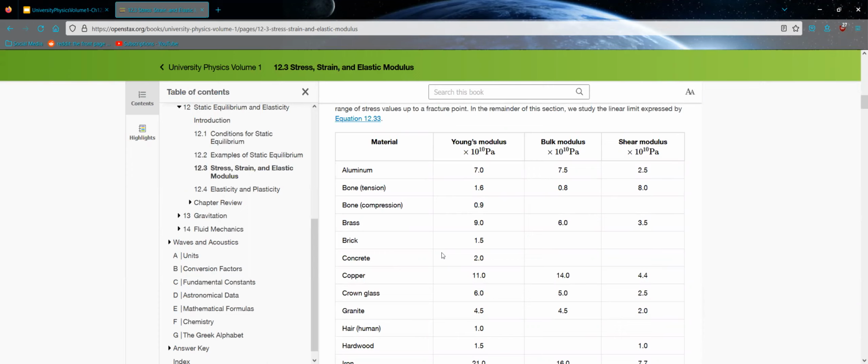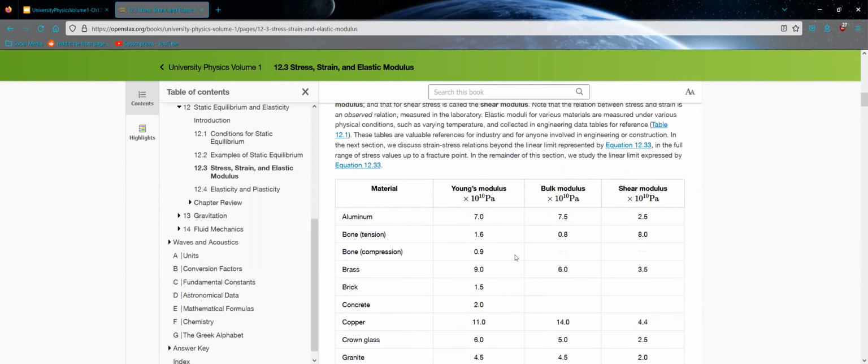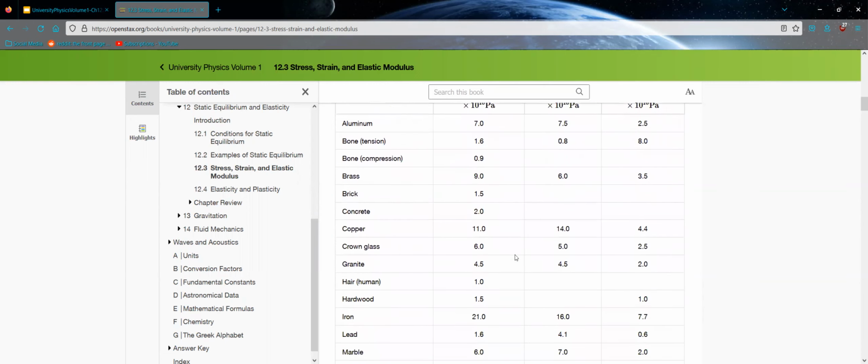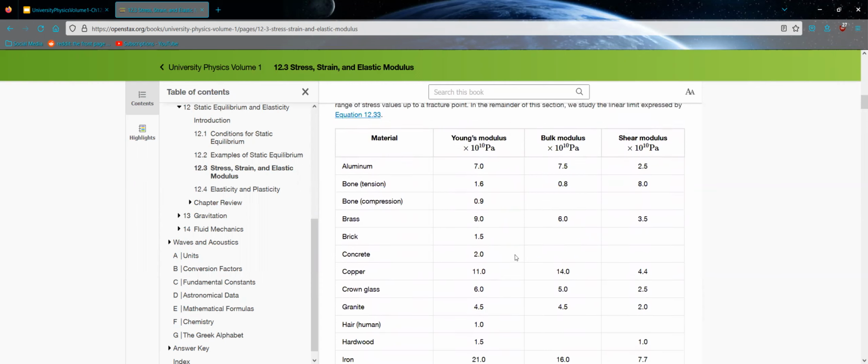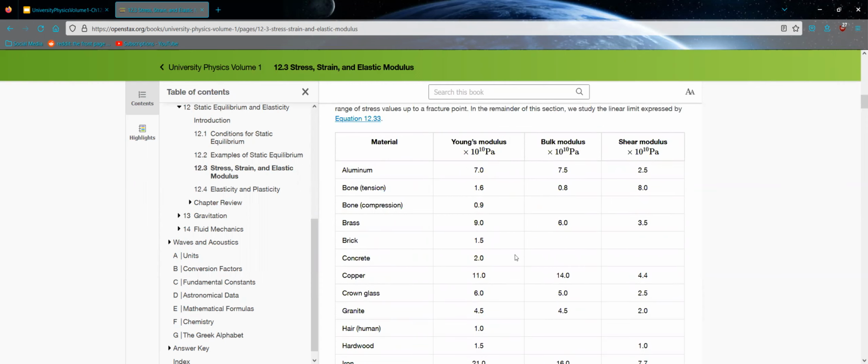And these describe, in terms of pressure, pascals, how resilient something is to being changed. This is your elasticity, your plasticity conversation, which we'll expand a little bit upon in 12.4. Here we have in this chart a good example explaining all these different things. Some things are better.